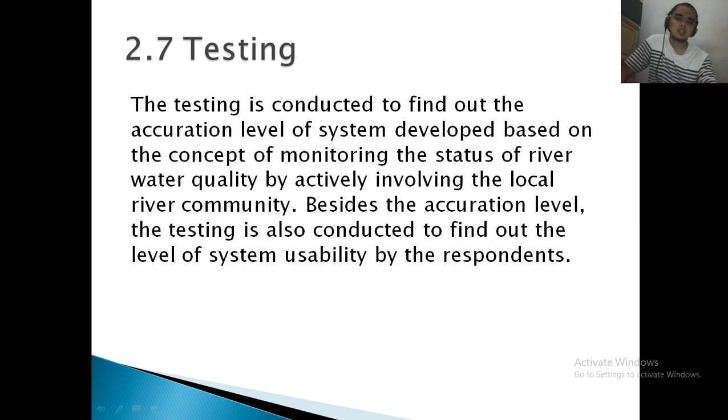And the last is testing. The testing is conducted to find out the accuracy level of the system development based on the concept of monitoring the status of river water quality by actively involving the local river community. Besides the accuracy level, the testing is also conducted to find out the level of system usability by the respondents.